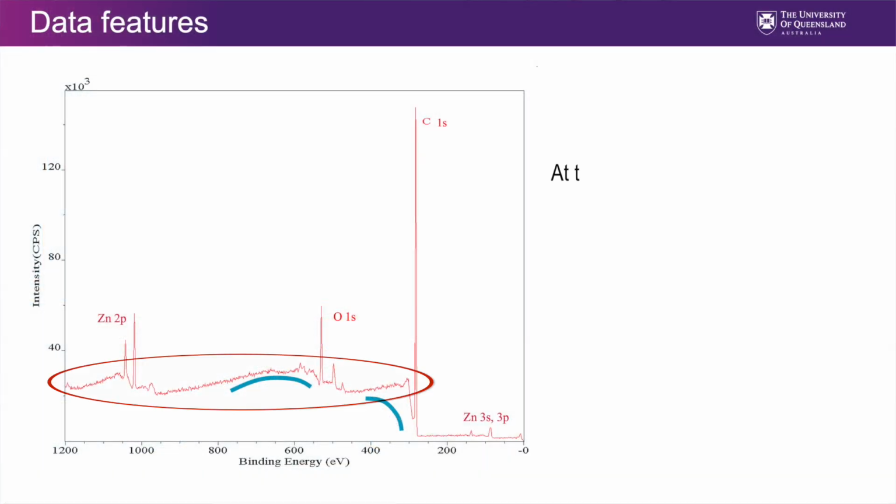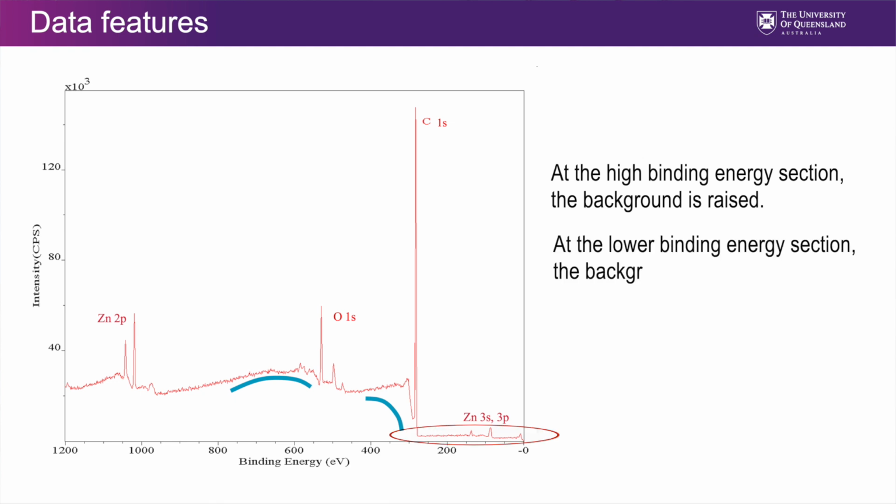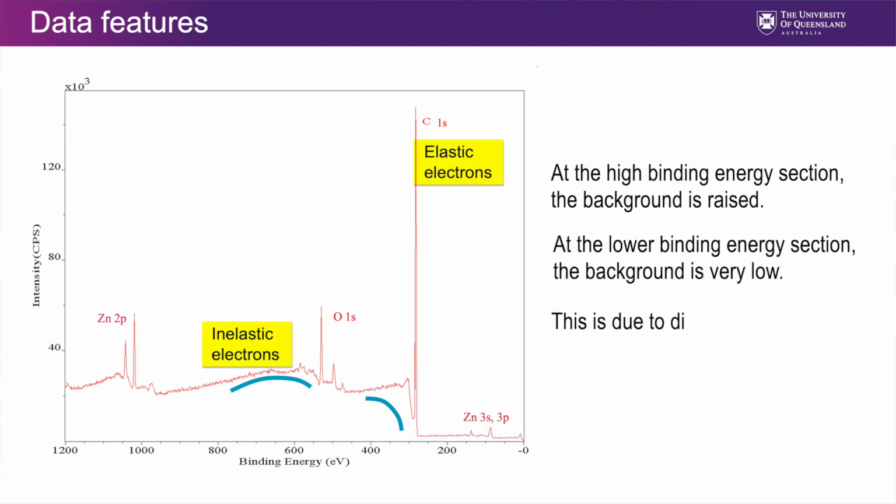So we see that there's a little bit of a strange background. When we're at the high binding energy section, the background is raised, whereas at the lower end, it's much lower. And this is just due to different electrons that come off.